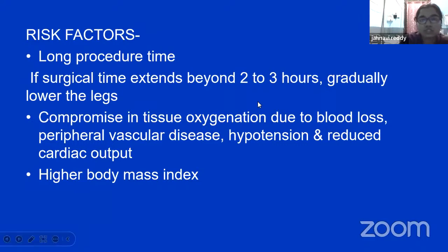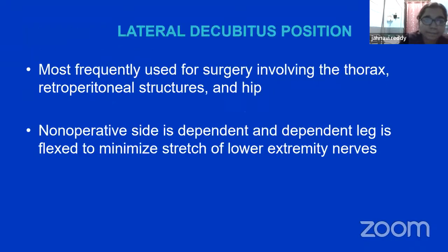Compromised tissue oxygenation due to blood loss, peripheral vascular diseases, hypotension, and reduced cardiac output are also risk factors which can lead to compartment syndrome in the lower extremities. And higher body mass index will also cause compression over the legs, and it will cause rhabdomyolysis and tissue ischemia, and it will finally lead to compartment syndrome in the lower extremities.